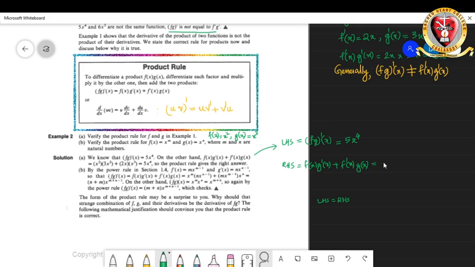So that is equal to, what is f of x? F of x is nothing but x square. Then g dash of x will be, g of x is x cube. So g dash of x will be 3x square, right? Plus f dash of x will be 2x. G of x is x cube. So in total you get, when you multiply here, 3x raised to 4 plus 2x raised to 4, which is nothing but 5x raised to 4. So you have verified LHS is equal to RHS. So the product rule is verified here.